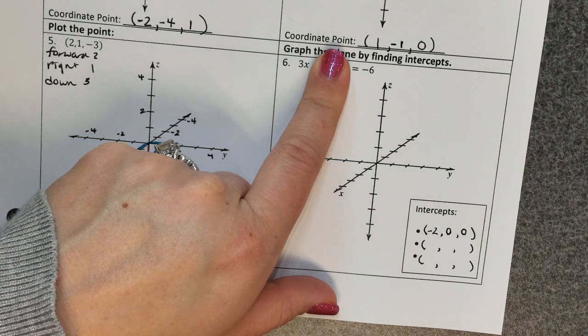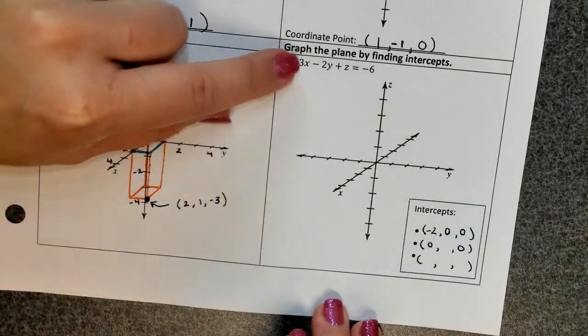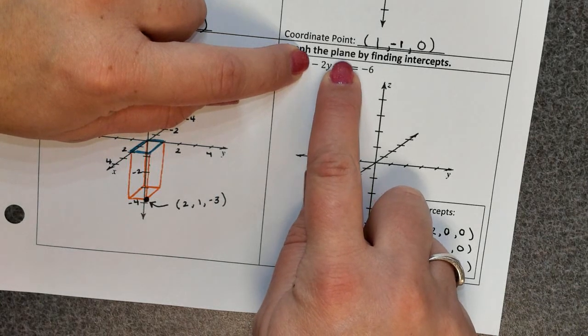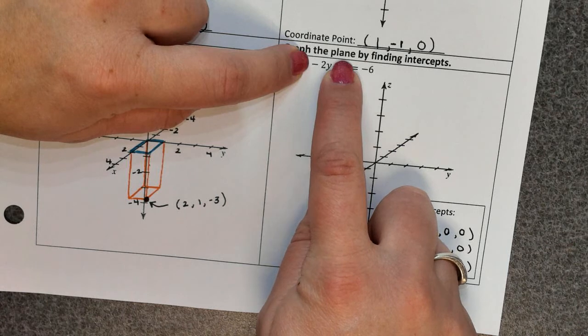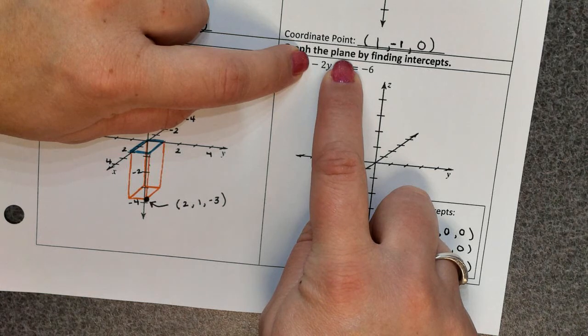Okay. Number 14, if I'm looking for my y-intercept, I'm going to make my x and my z zeros. So there's my x as a 0, here's my z as a 0. I have negative 2y equals negative 6. What does y have to be, number 14? Negative 2 times what number gets you negative 6?